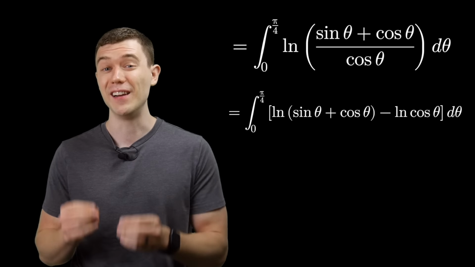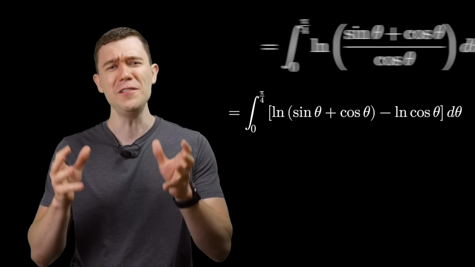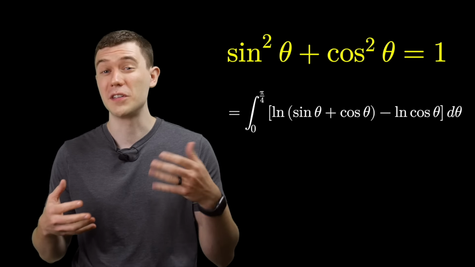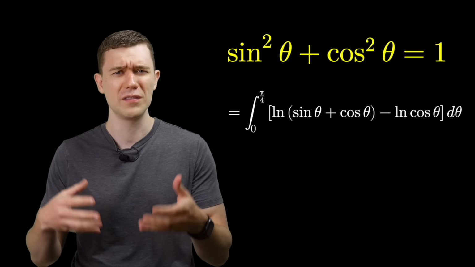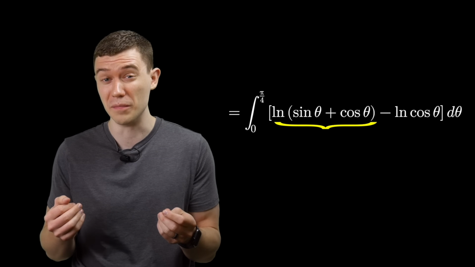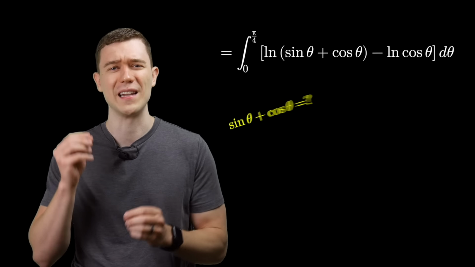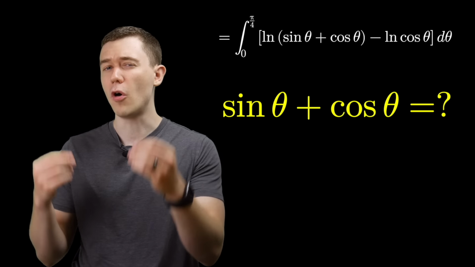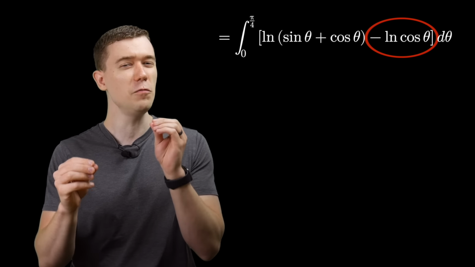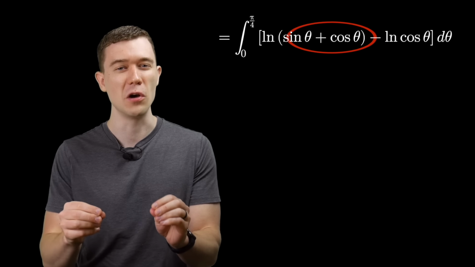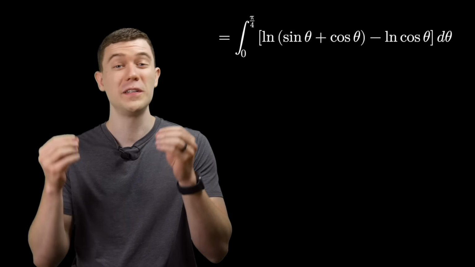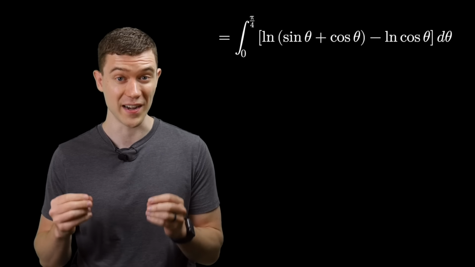Things seem to be cleaning up quite nicely, but we're still no closer to actually integrating this. We know sine squared plus cosine squared is 1, but what about sine to the first plus cosine to the first? Inside the logarithm, no less. This is where things get a little bit tricky. Notice that we're already subtracting a log of cosine. Maybe we could rewrite sine plus cosine in terms of just cosine. Essentially, we're going to derive a less well-known trig identity.